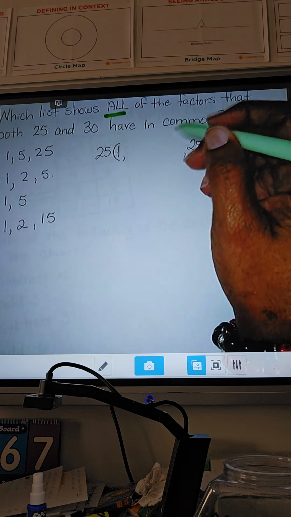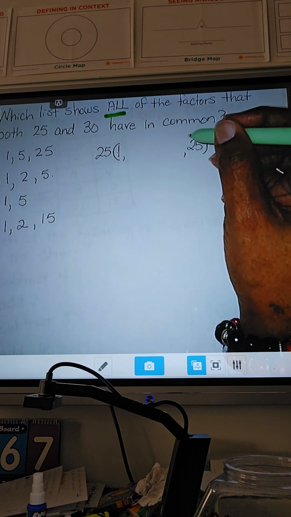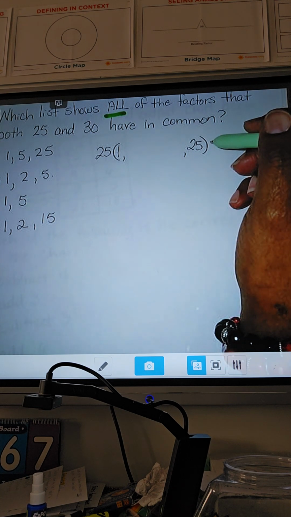3 times 1, 3 times 2. I'll jump to 3 times 5 is 15. 3 times 6 is 24. So I know that's not going to work.